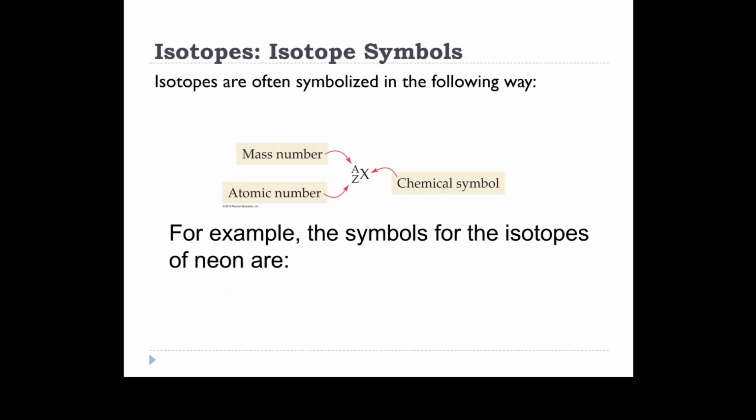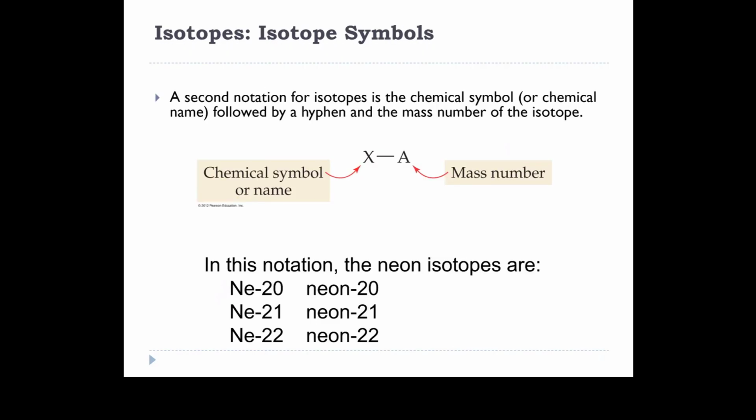Remember, this is how we look at it. We got the chemical symbol. This is one of the ways we can write it. And we can write them a couple different ways, right? We could write it the way that I've got it on the board over there. We can write it with the symbol dash the mass number. We could write it with the name dash the mass number.